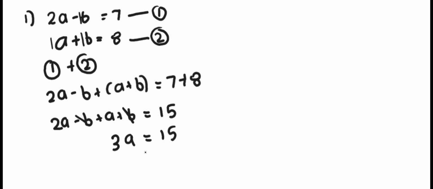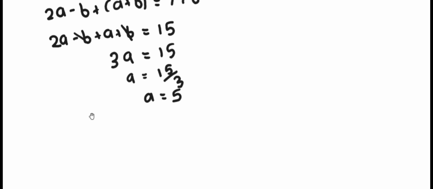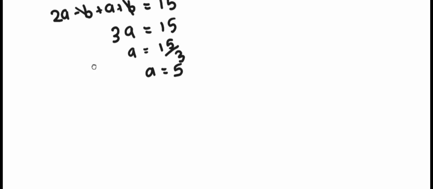Now this is a simple equation problem. The multiplication by 3 goes to the other side and it becomes division. 15 is divided by 3. So what is the value of a? It is 5. Now we have a value for the variable a. Now we have to find the value for variable b.